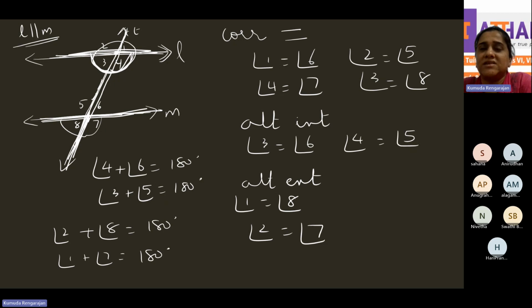Allied angles, they are supplementary if the lines are parallel. They are not supplementary when the lines are not parallel. But they are allied angles. All right.